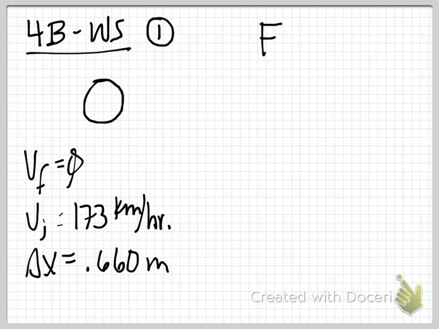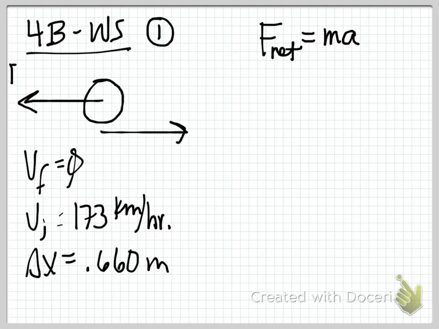We know that F net equals MA. So we're after the acceleration. And we know several things here. So again, what can we do? Well, here's the way to visualize this to help you. If he was traveling this direction, the net force on him is going to be this way, because he's stopping. So when you're stopping, the net force is opposing your motion. You know, so this could be his 0.660 meters.